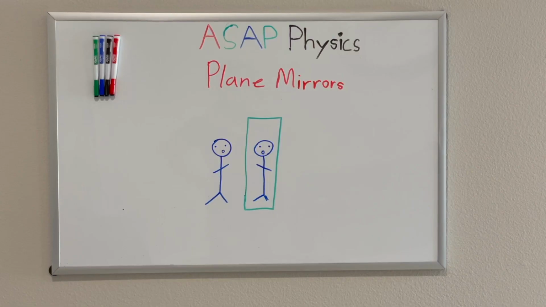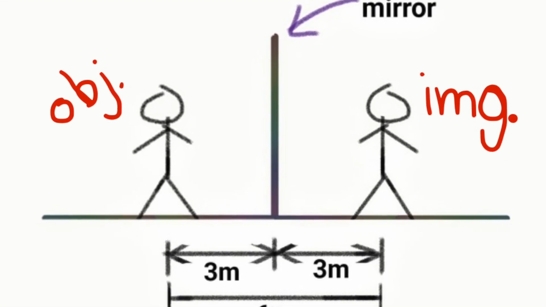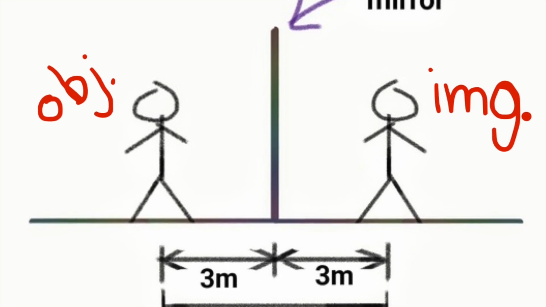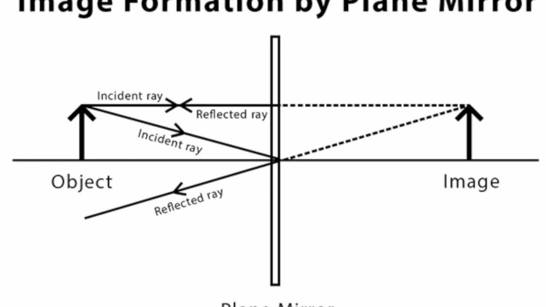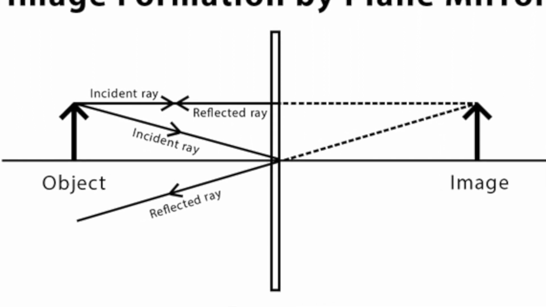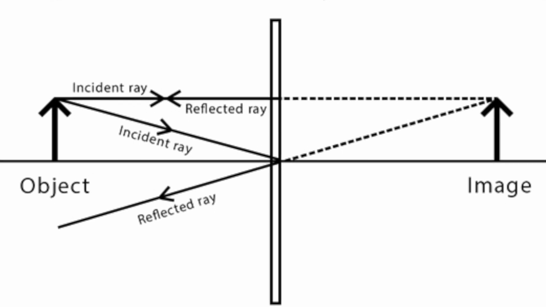Let's begin with plane mirrors, as it is the simplest to deal with. Imagine standing in front of a plane mirror. What will you see? You would see an image of yourself on the other side of the mirror. When the resulting image appears to be inside the mirror, we refer to it as a virtual image. All plane mirrors produce a virtual image.